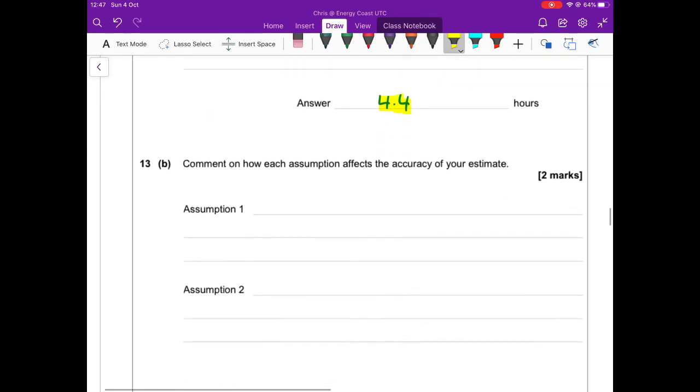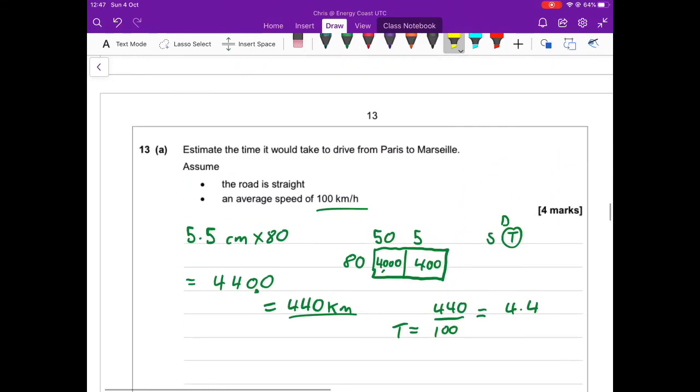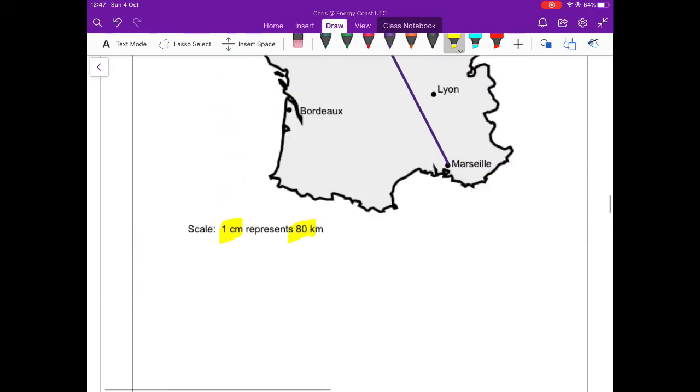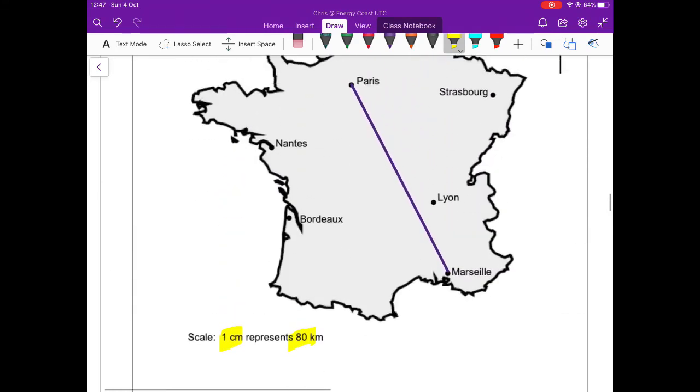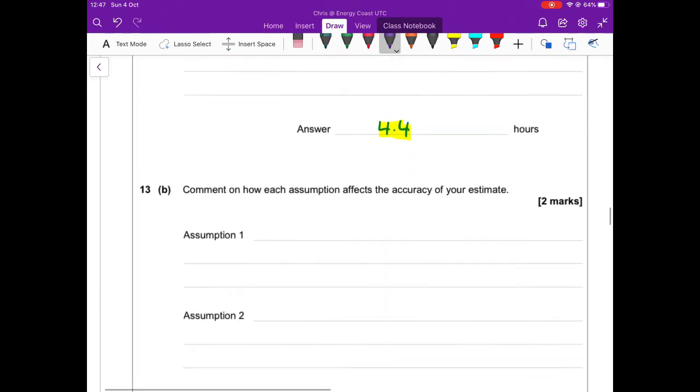Comments on how each assumption affects the accuracy of your estimate. What that's getting at is this. It says assuming the road is straight. What are the chances that there is a perfectly straight road from Paris to Marseille? I would say pretty much 0. In reality, to get from Paris to Marseille, you probably have to do some weird journey, you might even have to go to Lyon and back or something. Whatever it is, that line is going to be longer than the straight line, okay?